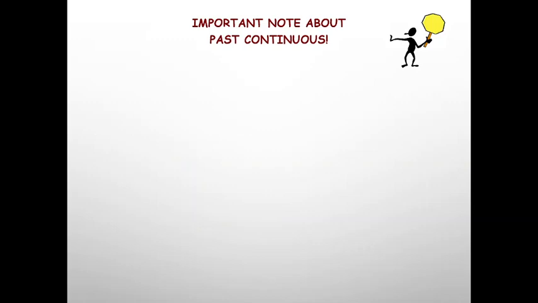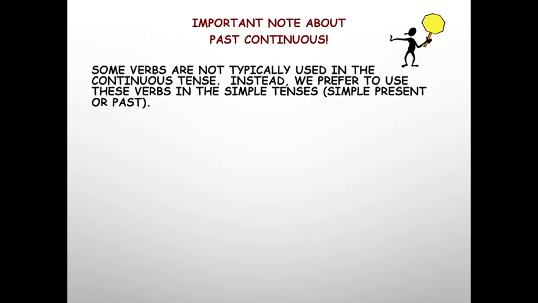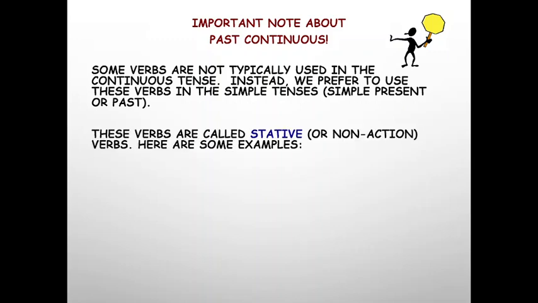Important note about the past continuous tense. Some verbs are not typically used in the continuous tense. Instead, we prefer to use these verbs in the simple tenses, like simple present or past. These verbs are called stative or non-action verbs. Here are some examples: want, like, love, and hate.